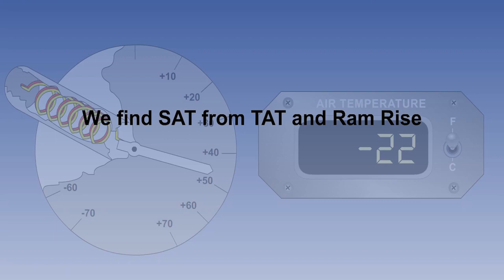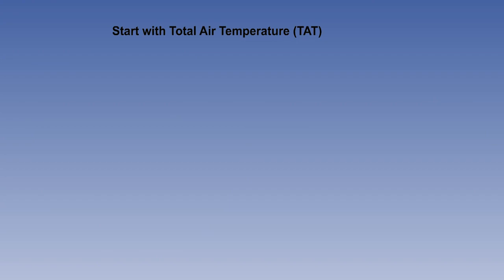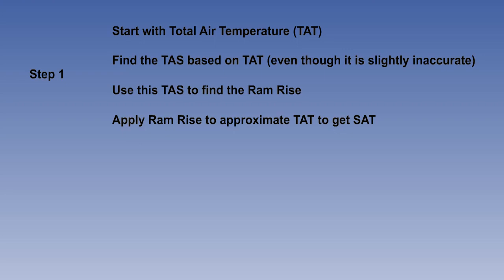find the TAS. But you also need the TAS to find the ram rise. So how do we start? The way to do it is to start with the total air temperature, even though we know that it will give us a slightly wrong answer for the TAS. We then use this close but not quite accurate TAS to find a ram rise. We apply the ram rise to get a static air temperature, or SAT. We then find the TAS again, but this time using our new SAT. This time it should be correct.